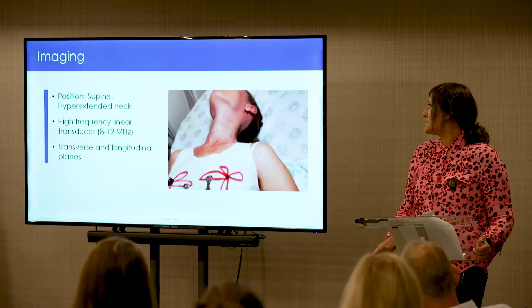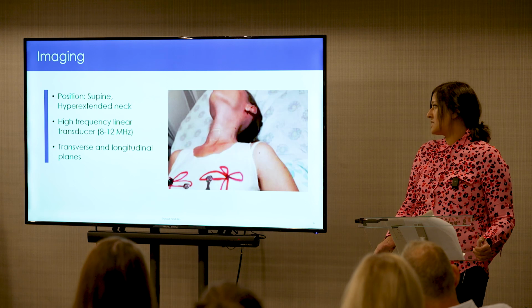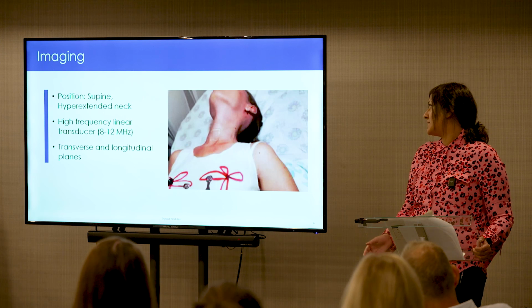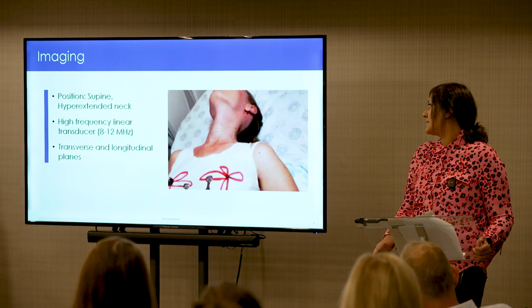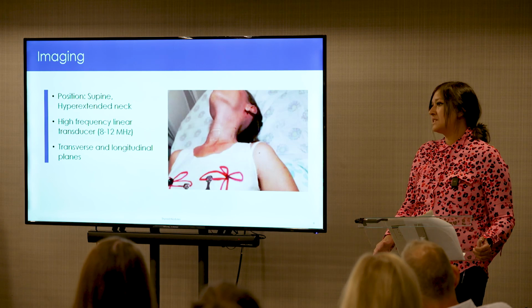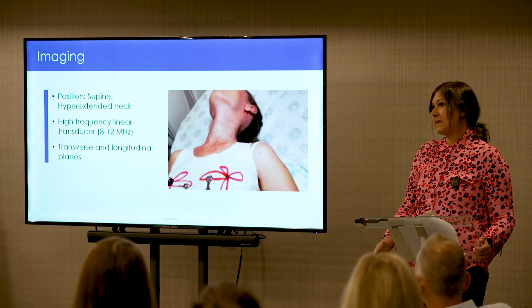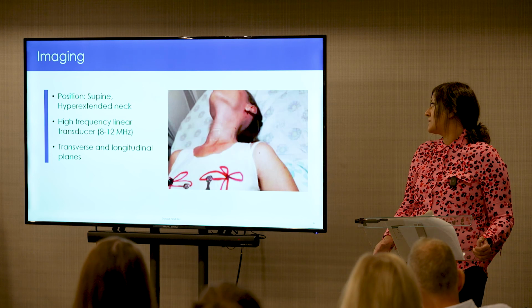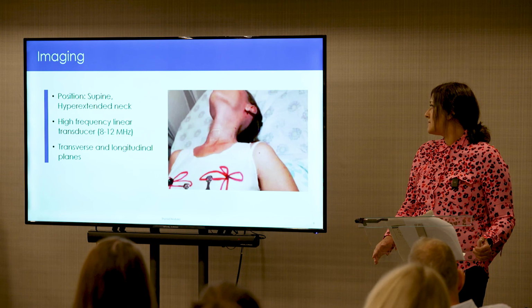We use high frequency linear transducers. For the thyroid, I would recommend 8 to 12 megahertz, as it's fairly superficial, but you do want to get a good view of the deeper aspect, the deeper lobes of the thyroid gland. And we measure things in 3 dimensions. We do the transverse plane, where we take an AP and transverse measurement, and then in the longitudinal plane, we will assess the craniocaudal length of the thyroid and any nodules.